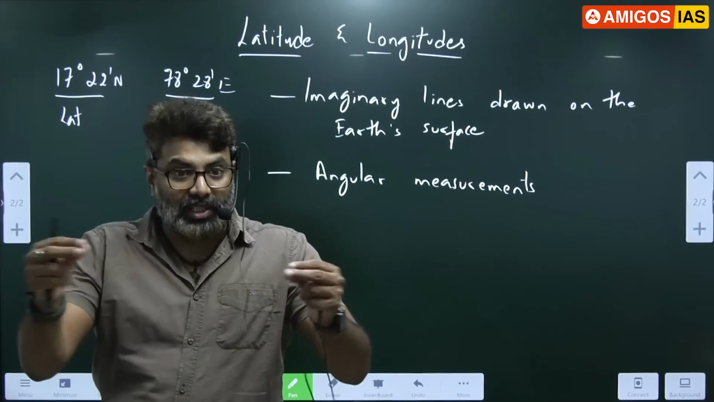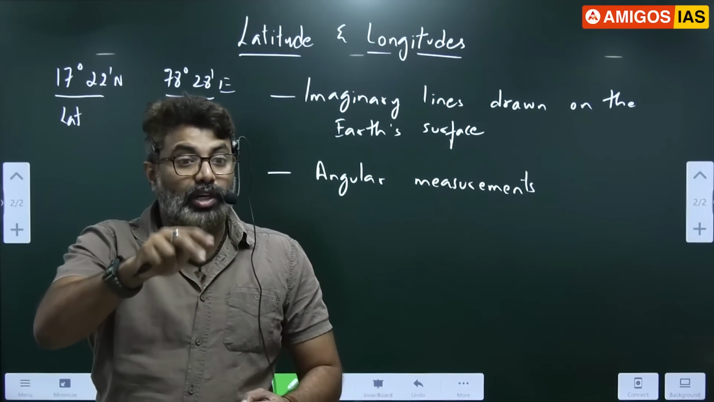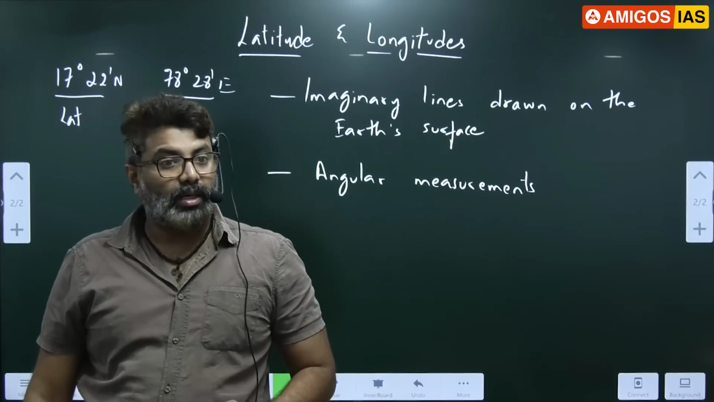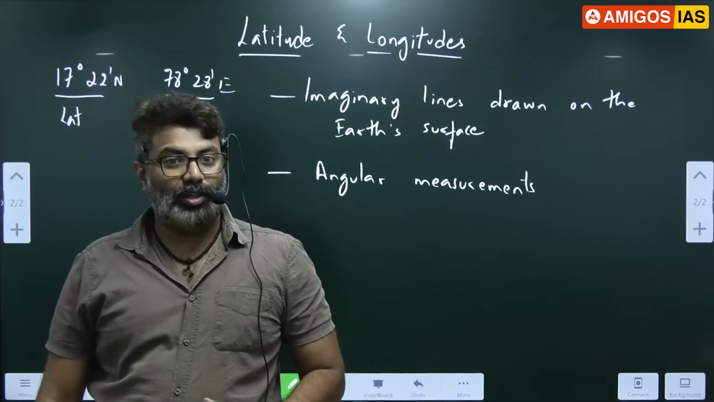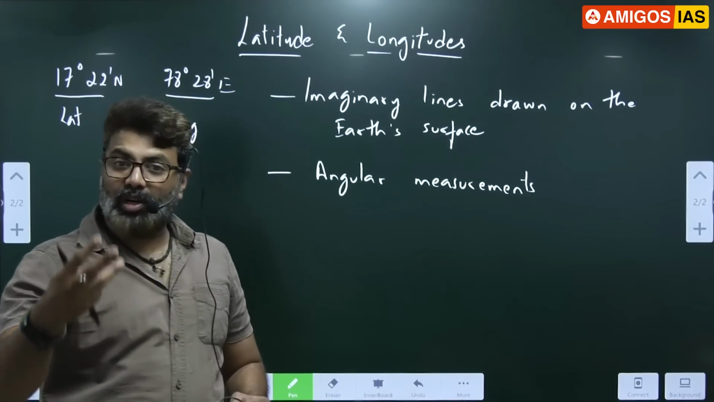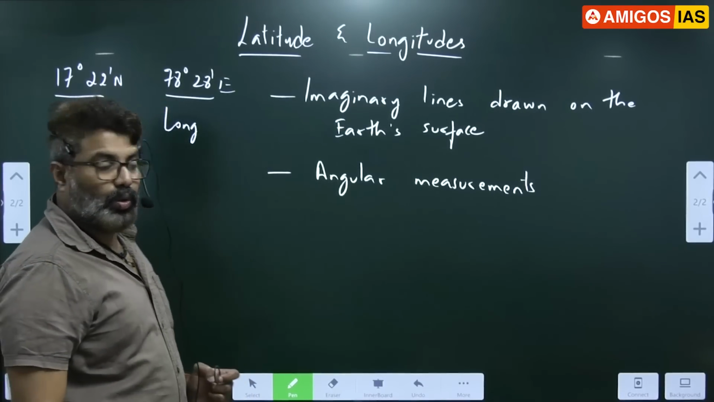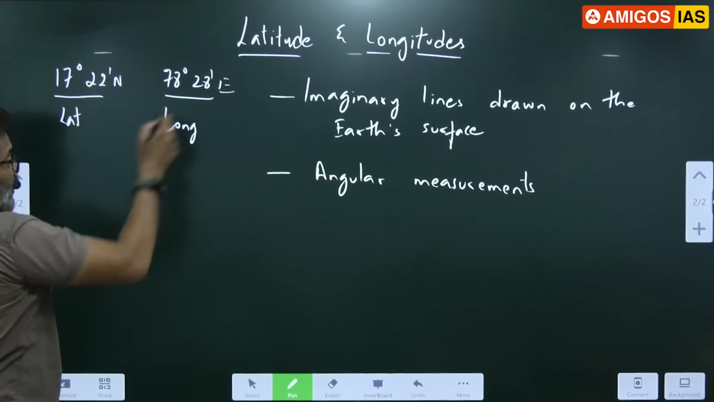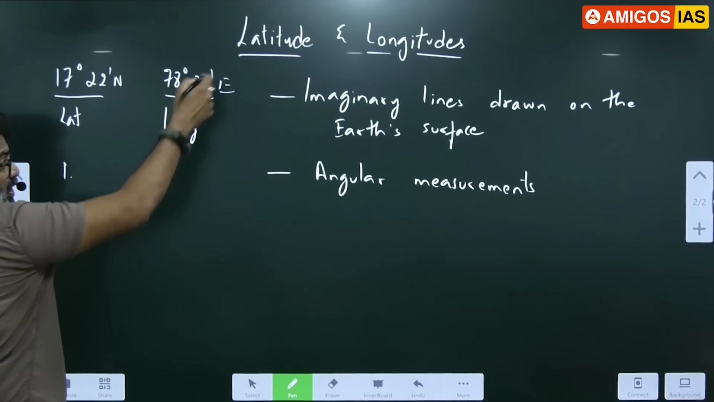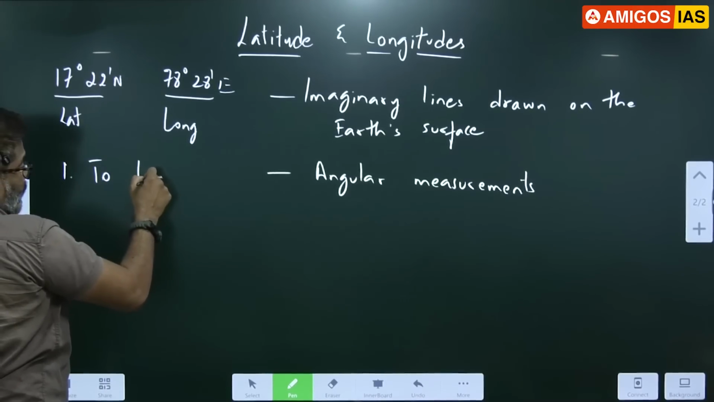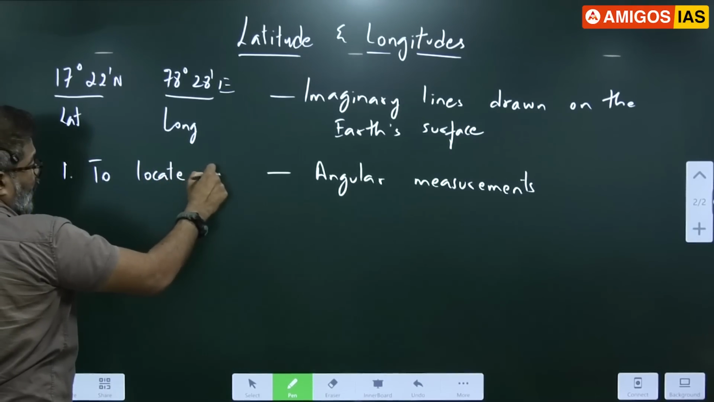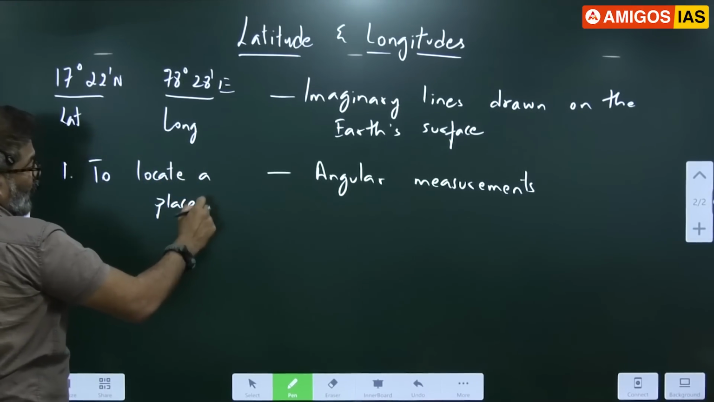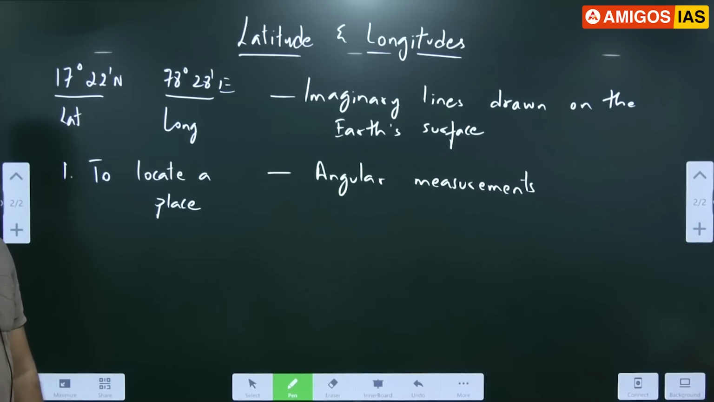Okay, using numbers, we can locate any place on earth, whether it is land or water. Latitudes and longitudes have a lot of applications. First is to locate a place. To locate any place on earth, we can use latitude and longitude.